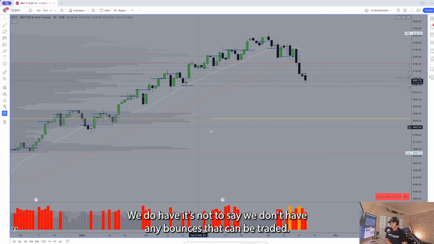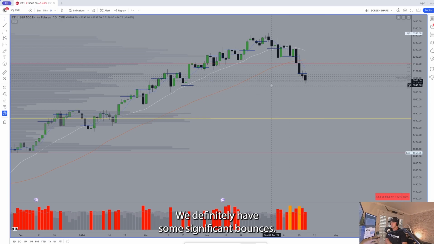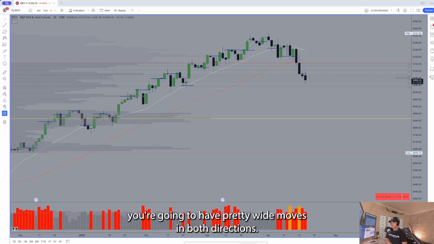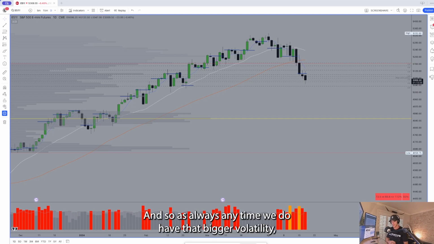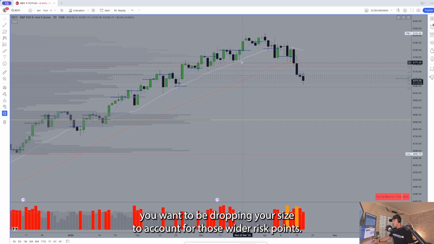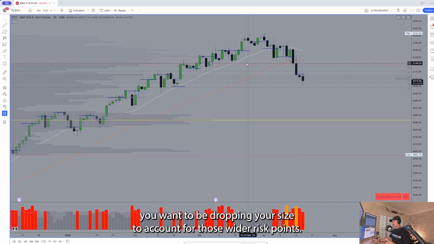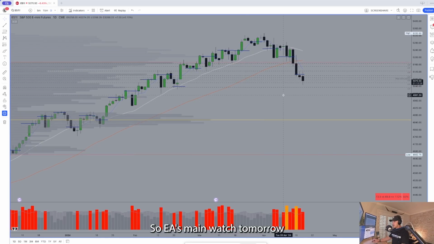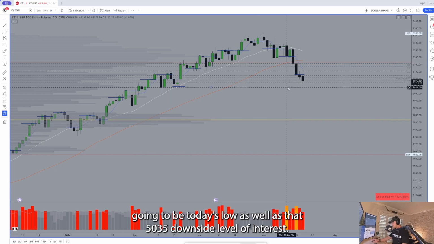It's not to say we don't have any bounces that can be traded. We definitely have some significant bounces. This market is trading quite wide. And so anytime you have these big volatility days, you're going to have pretty wide moves in both directions. And so as always, anytime we do have that bigger volatility, you want to be dropping your size to account for those wider risk points. So ES main watch tomorrow is going to be today's low as well as that 50.35 downside level of interest.